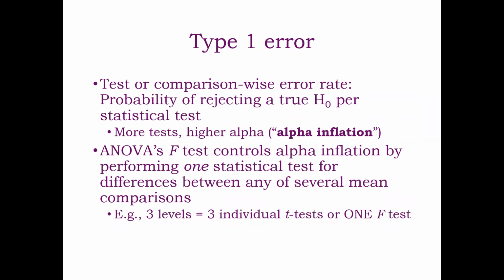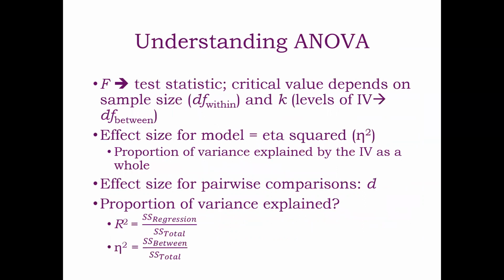ANOVA's F test controls alpha inflation by using 1 statistical test to detect differences between any of several mean comparisons, right? So let's think through this a little bit. F is your test statistic, and the critical value, the one that corresponds to a p-value less than your alpha, depends on your sample size, which is degrees of freedom within, and the levels of your independent variable. So this corresponds to degrees of freedom between.